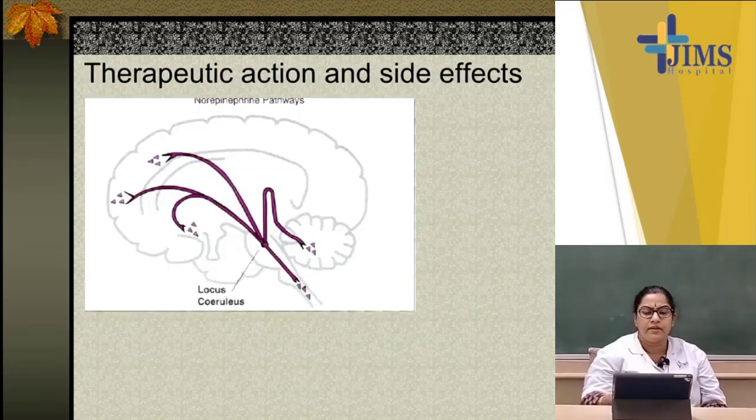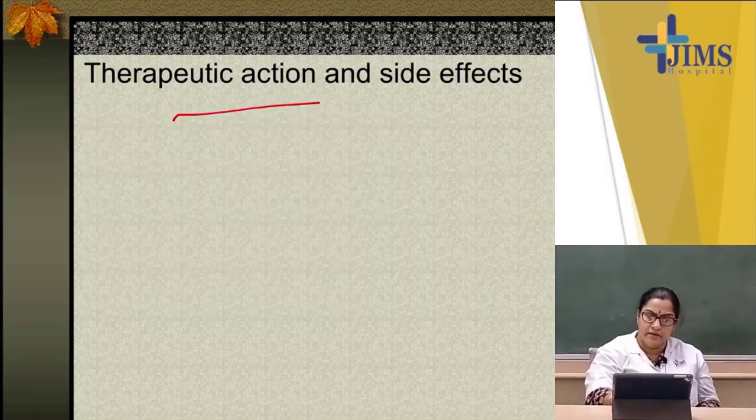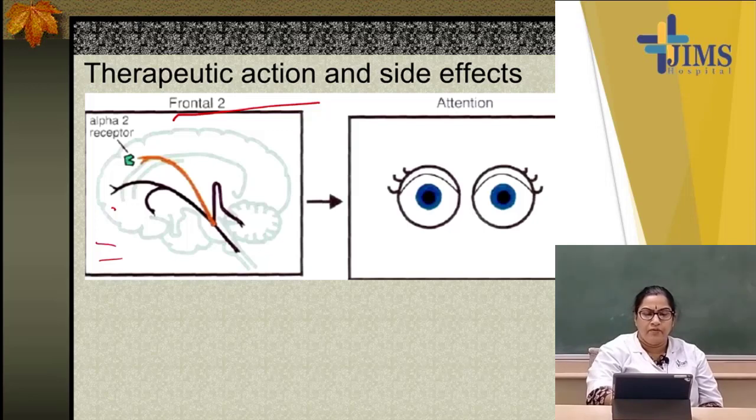Again, we are coming to the therapeutic action and the side effects. This is the norepinephrine pathway. So it is in the frontal cortex, and in the locus coeruleus, then in the limbic system, and the basal ganglia, all this is the pathway for the drug. Now, what is happening when it is having its action on the frontal part? Beta 1 receptors are there, so there will be development of depression. When it is acting on the alpha 2 receptors, it has an effect on attention.